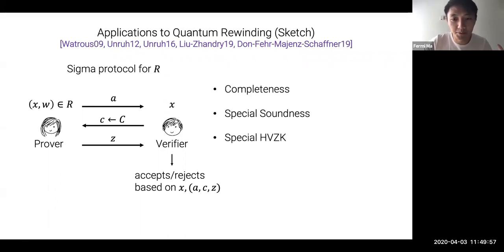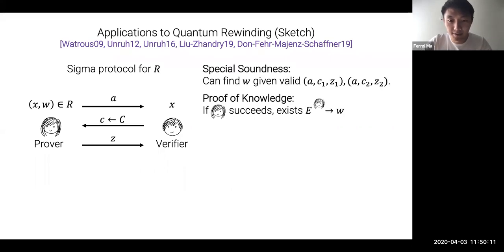Okay. And these Sigma protocols will want to have a number of properties. I'm going to ignore all of them except for the special soundness property. Everything else is going to be irrelevant to our quantum rewinding discussion. Okay, so special soundness says that if you have 2 valid transcripts, both starting with the same message A, but with 2 distinct challenges, C1 and C2, if the verifier accepts on transcript 1, which is A, C1, Z1, and also accepts on A, C2, Z2, then special soundness says that whenever you have this, you can actually efficiently extract the witness W.